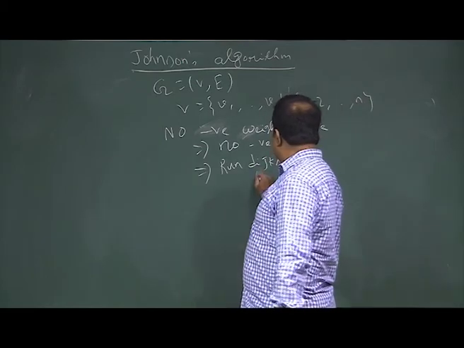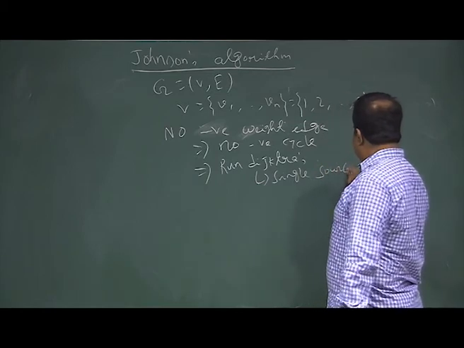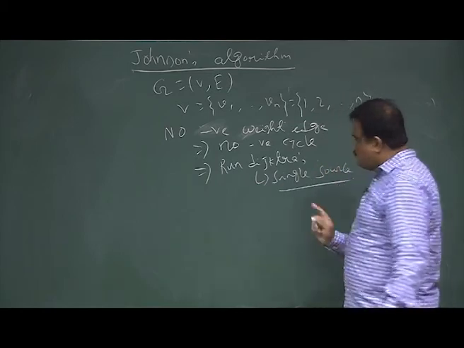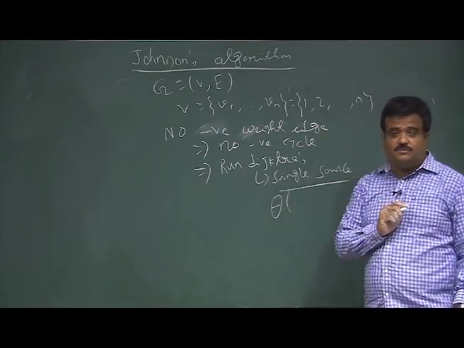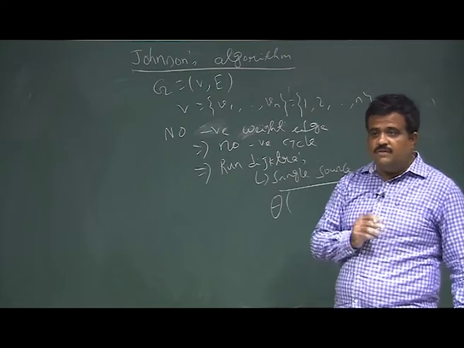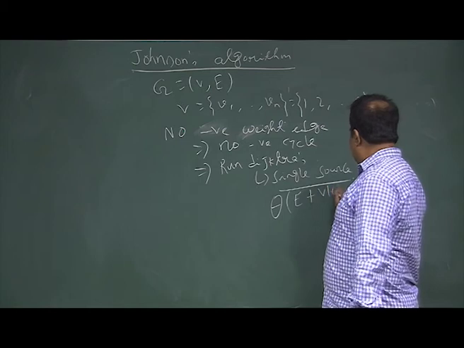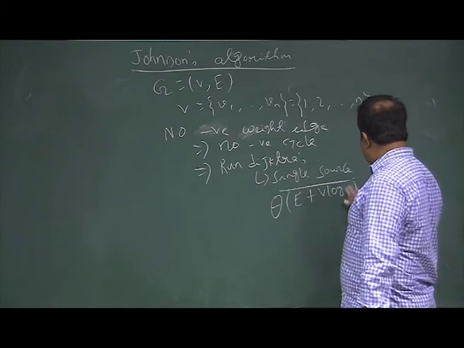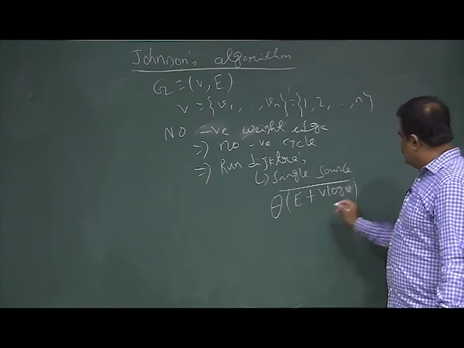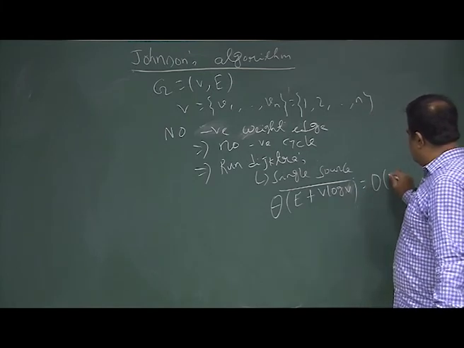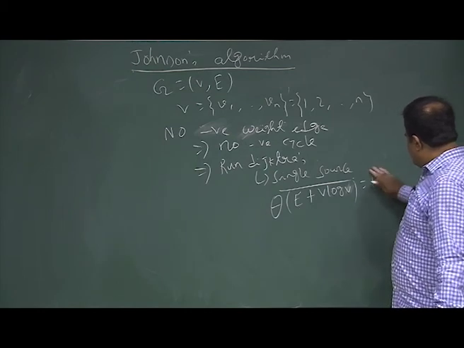Okay. Now, if you run Dijkstra's for all pair shortest path, how much time will it take? Dijkstra's is also single source shortest path. One run of Dijkstra's will take order of, it depends on which data structure we are using. If we use the Fibonacci heap and the worst case amortized analysis we have seen, it is order of E plus V log V. Now E is order of V square.